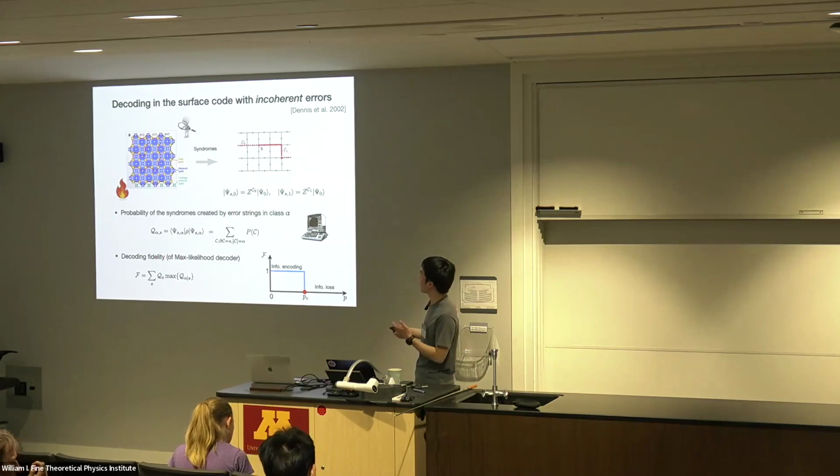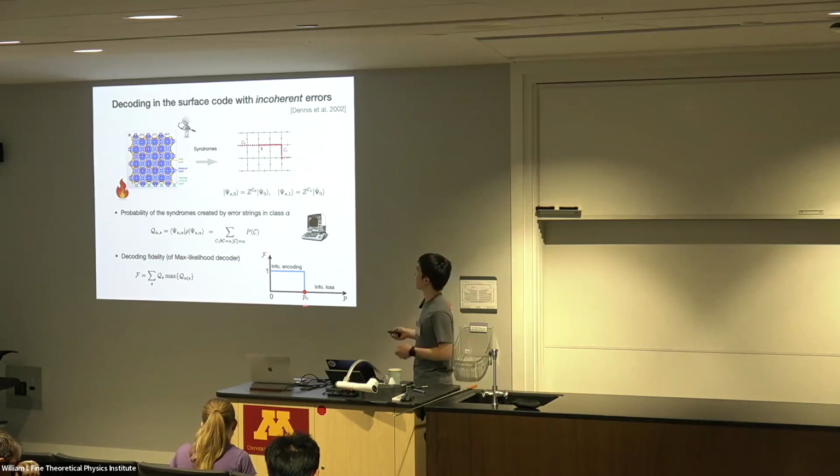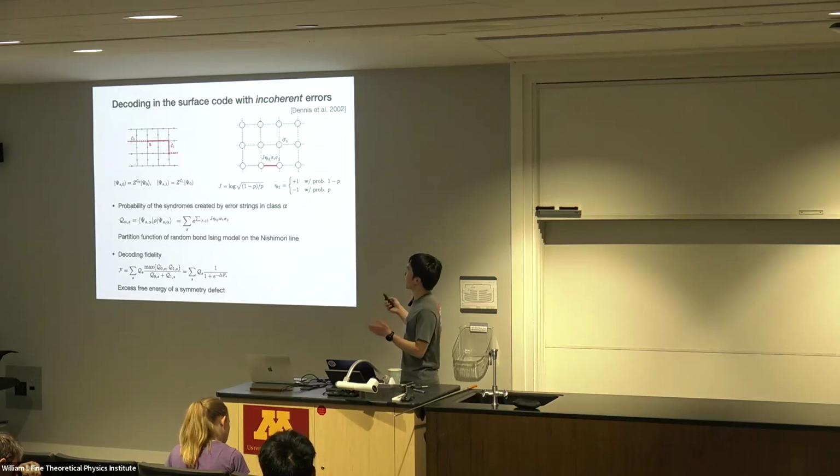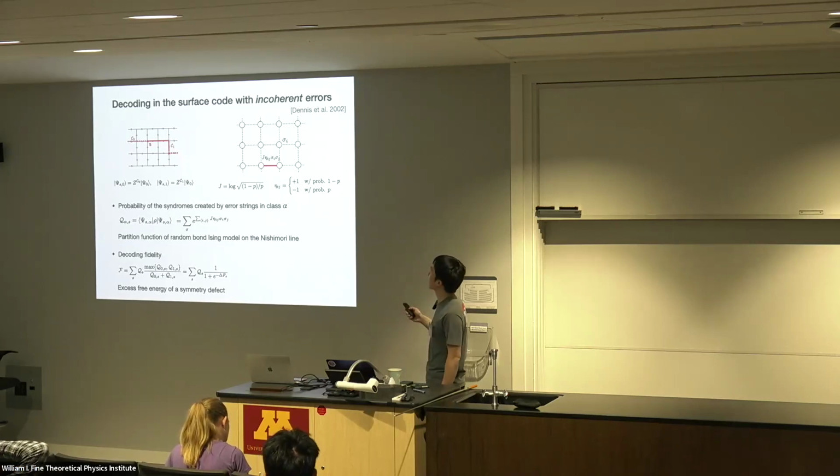So in this case, you will see that the decoding fidelity undergoes a phase transition, from when p is less than a threshold value p_c, to a regime where the fidelity essentially drops to a suboptimal value when p is greater than p_c. There has been a full-fledged theoretical understanding of this decoding transition in the case of incoherent error.